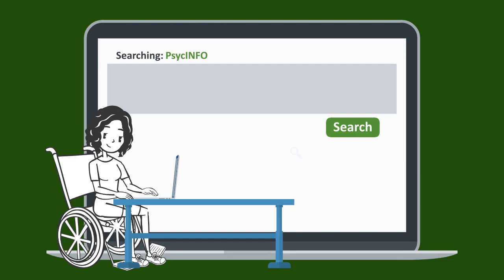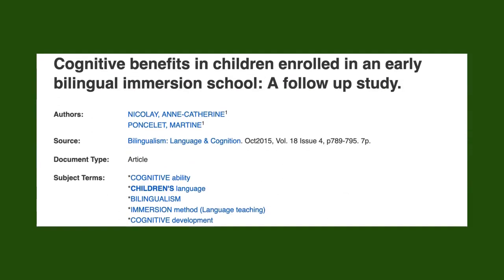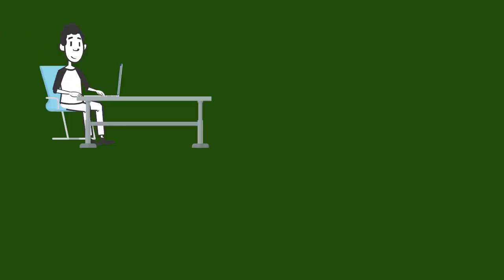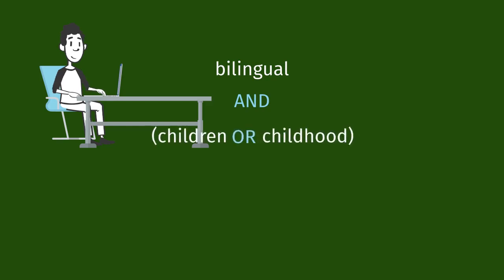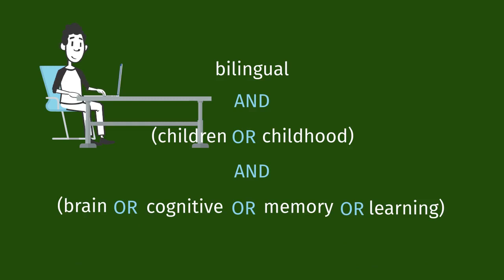In this example, you are telling the database to look for resources that include the word bilingual and the word children or childhood, plus the word brain or cognitive. This will produce results like this one that definitely include the word bilingual and either the word children or childhood and either brain or cognitive. There really is no limit to how many words you can use. For example, bilingual and children or childhood and brain or cognitive or memory or learning.